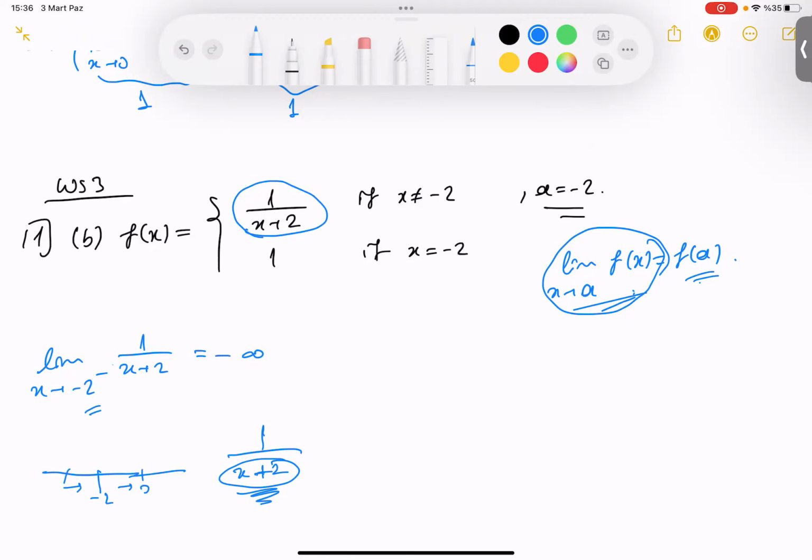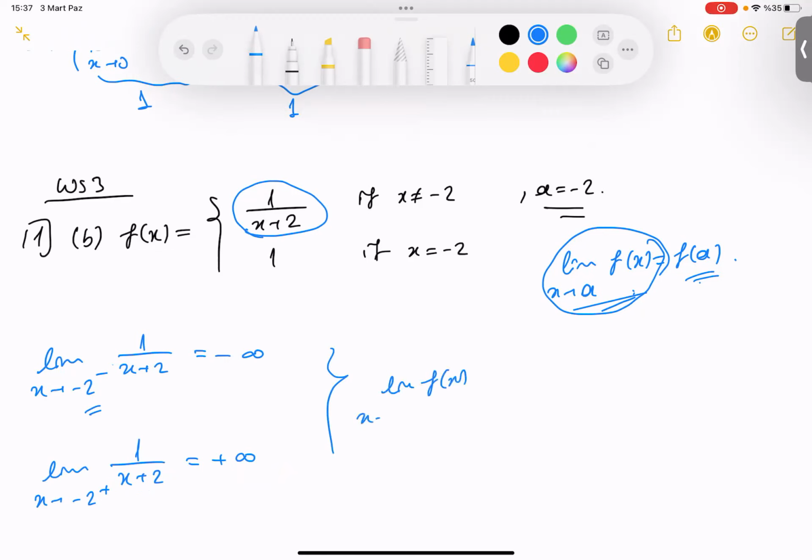This is enough to say the limit of f does not exist at the point -2, but let's also compute the limit when we approach -2 from the right. Again, the same conditions, the denominator will be really close to 0, but you will have positive values. So you get plus infinity. So the limit of f at the point -2 does not exist. Hence, the function is discontinuous there.